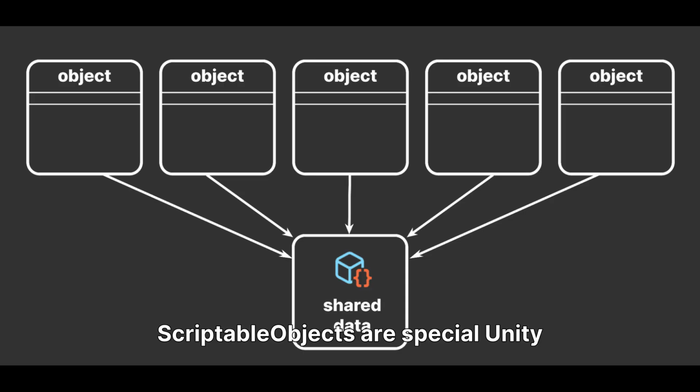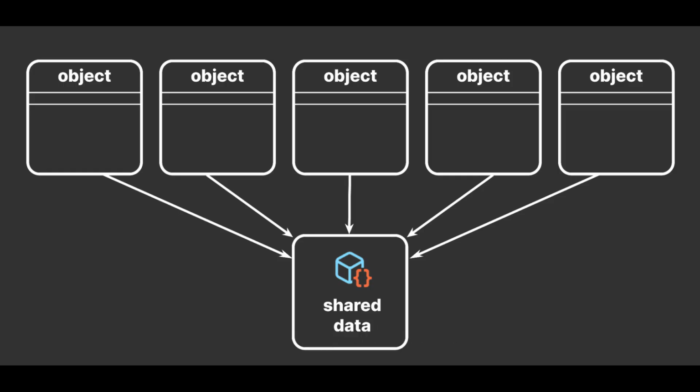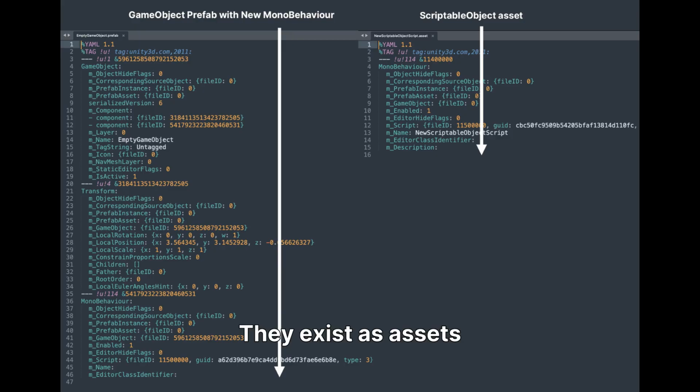Scriptable objects are special Unity assets that store data independently of scene objects, meaning they are not attached to game objects like MonoBehaviours. They exist purely as data containers within your project. They exist as assets directly within your project, providing a flexible way to manage various types of game data. This allows for a clear separation between your game's logic and its underlying information.